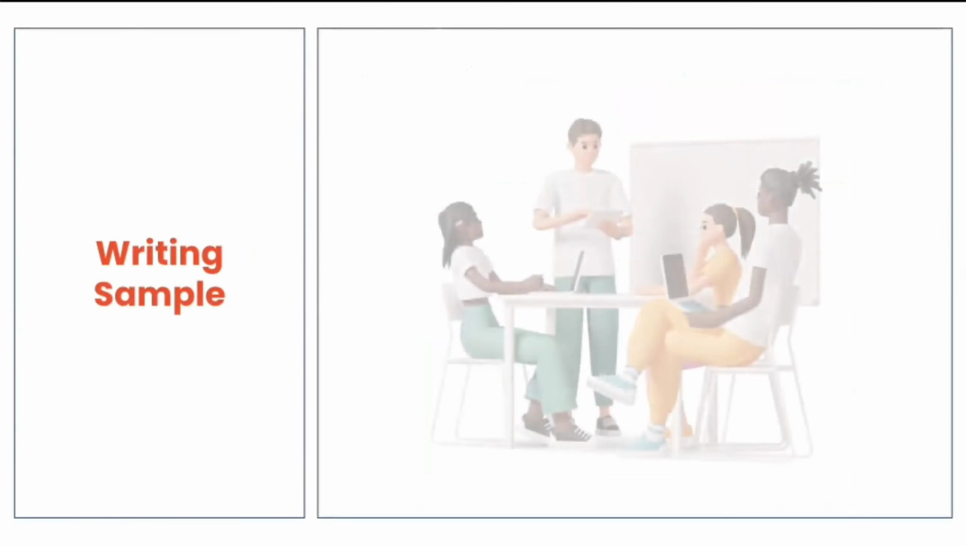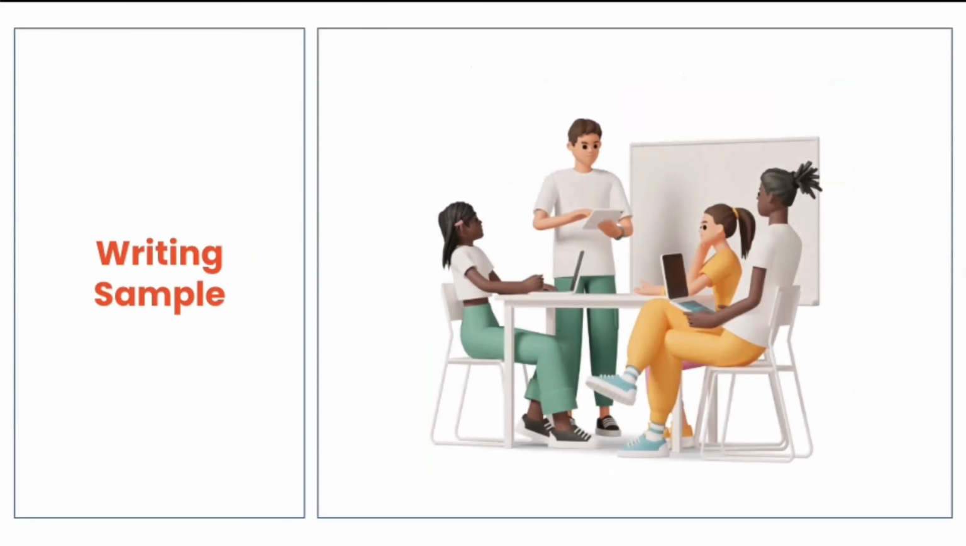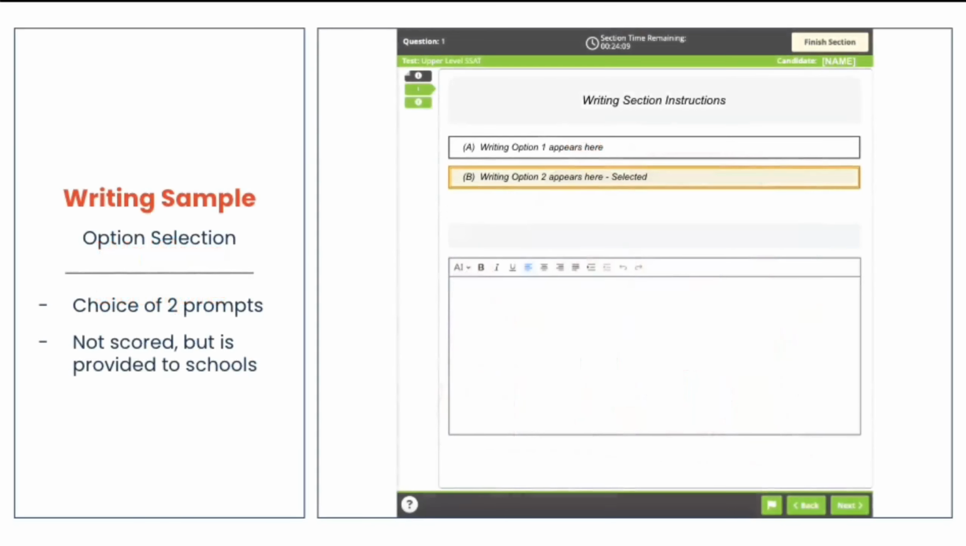The first portion we'll go over is on the writing sample. After exiting the tutorial, students start the SSAT with the writing sample. Students left-click on the prompt they wish to answer, either A or B, and then they type their answer in the box below. Students can organize their thoughts with an erasable sheet and marker they are provided.